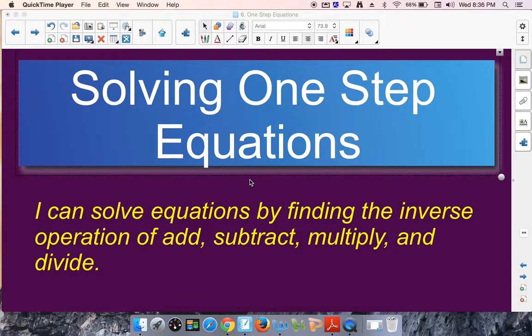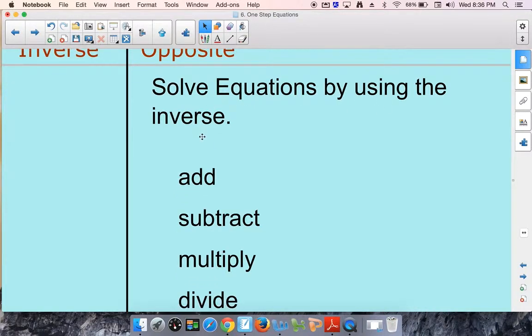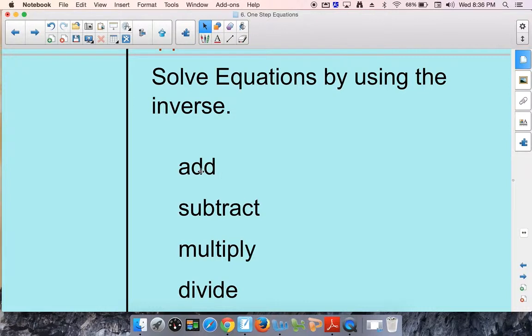One-step equations. I can solve equations by finding the inverse operation of add, subtract, multiply, and divide. So inverse means opposite. So we're going to solve these equations, they have equal signs in them, by using the inverse. The inverse of adding would be subtracting, subtracting would be adding, multiply would be dividing, and dividing would be multiplying.